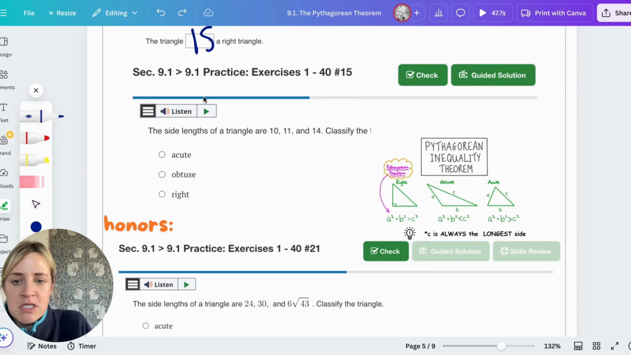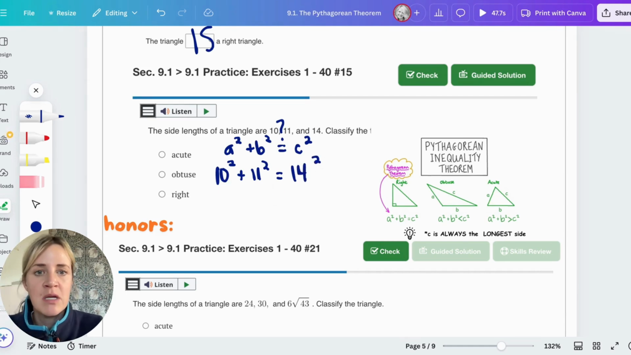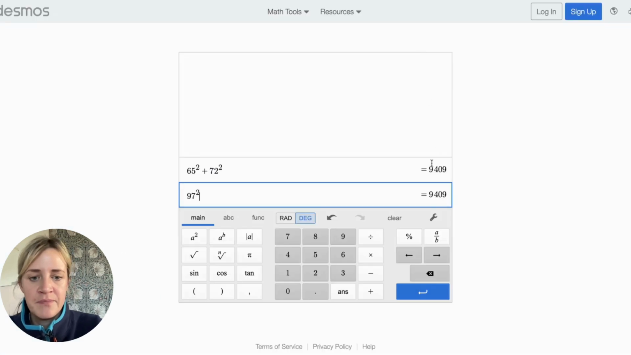So again, we'll just do that. A squared plus b squared, does it equal c squared? Put them in. C is always going to be the longest one, so the 14. Make sure that gets put in for the c. So 10 squared plus 11 squared equals 14 squared? Let's check these out. 10 squared plus 11 squared. Let's put those in our calculator.